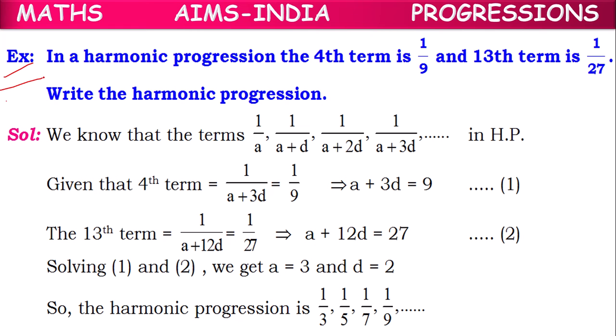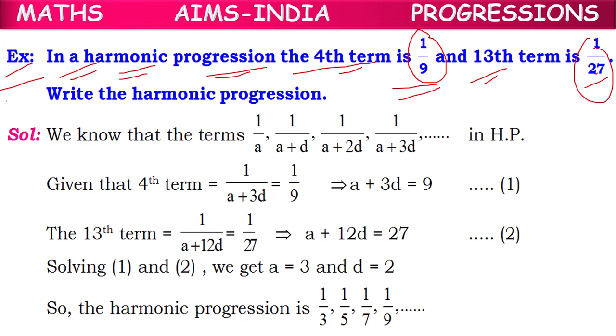Next one, another example. In a harmonic progression, the fourth term is 1 by 9 and the 13th term is 1 by 27. Write the harmonic progression. So we have the fourth term and the 13th term. Based on the two term values, we have to find the harmonic progression.